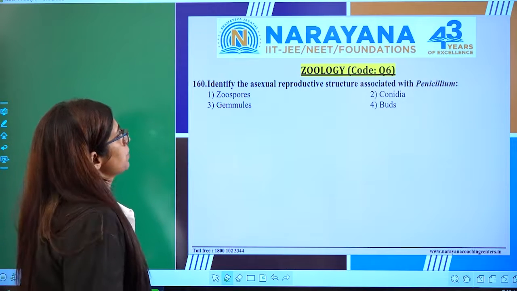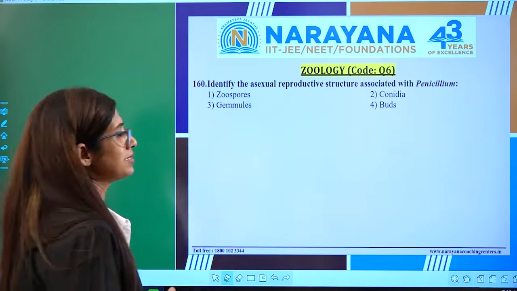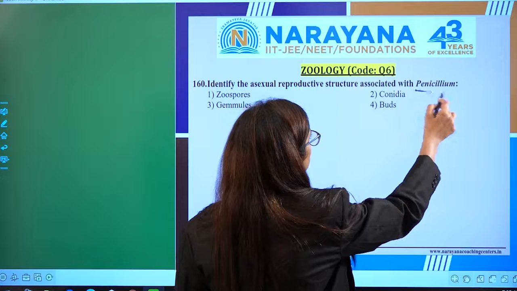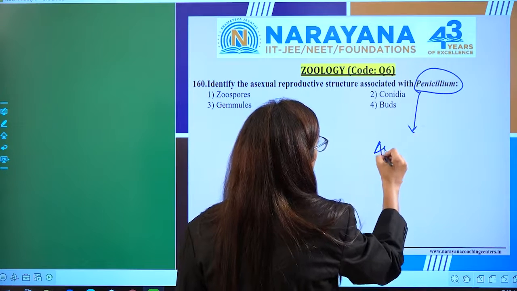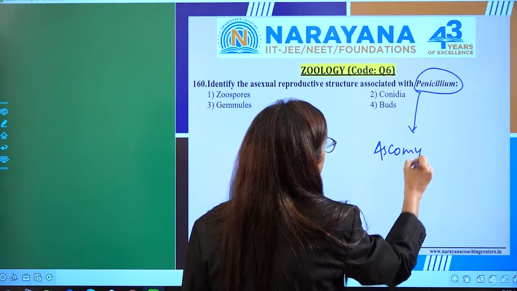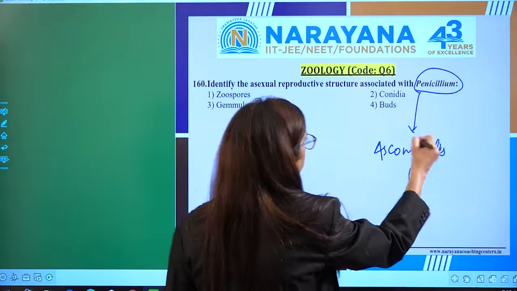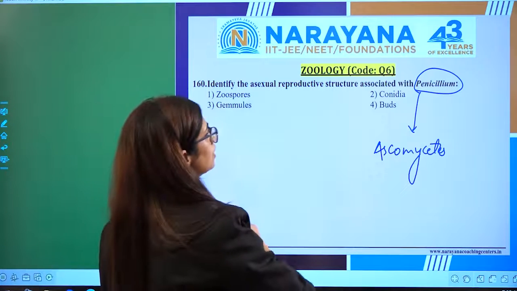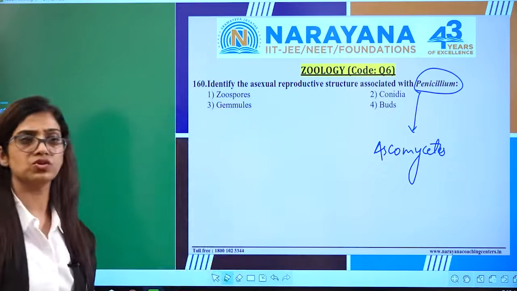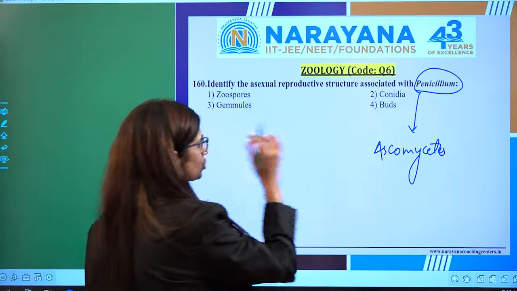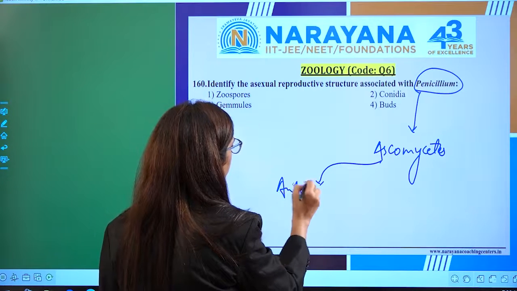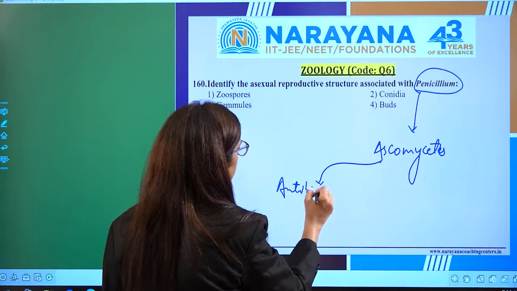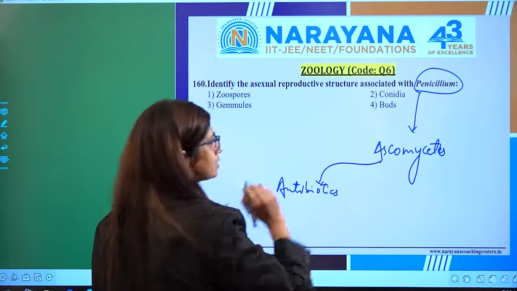Identify the asexual reproductive structures associated with penicillium. Penicillium is what? It is a fungi. Which fungi? Ascomycetes. Fungi, there are so many types, you know. Ascomycetes, penicillium, which is helpful in making antibiotics. We know the antibiotic penicillin. It is helpful in making the antibiotic penicillin.